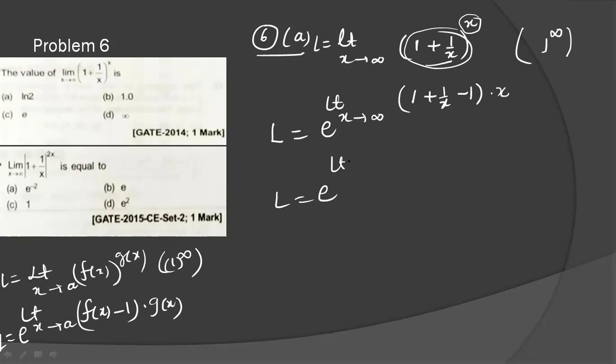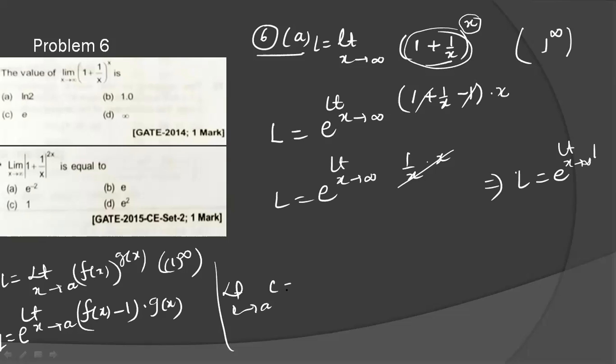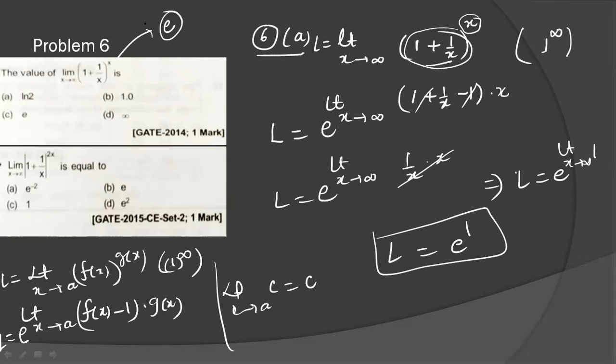So e to the power limit x tending to infinity, 1 is cancelled out, 1 upon x into x, x is also cancelled out, and the limit of e to the power of 1, and I told you the limit of any constant value is always constant, so L will be e to the power 1. So the limit will be exponential only. So e will be the limit for this question. Option C is the correct option.